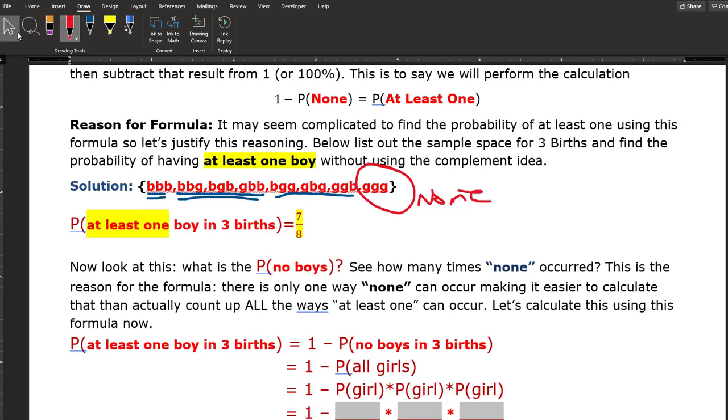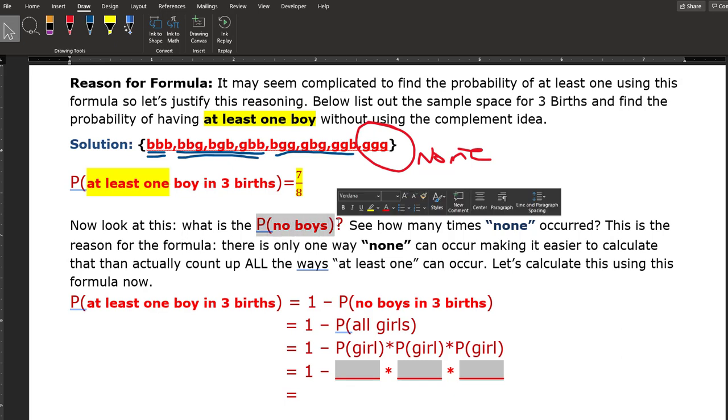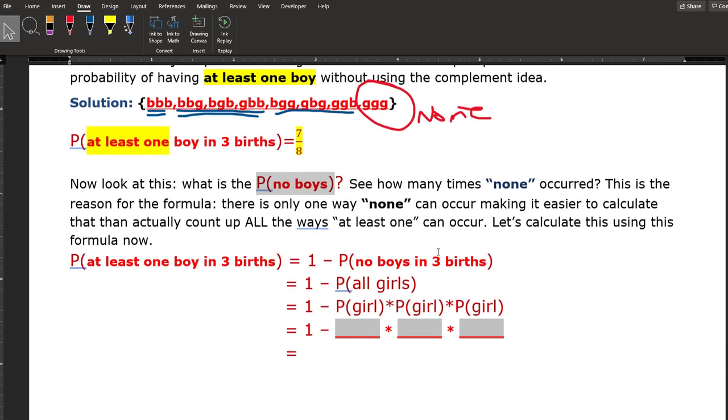And this is actually going to end up being the way we want to process these kinds of problems. So look at it this way. What is the probability of no boys? Well, we said that there was 1 out of the 8 possibilities where that could happen. None occurred only 1 time.